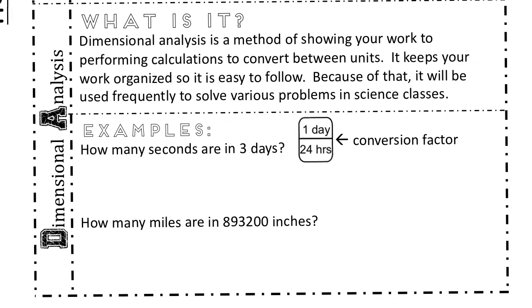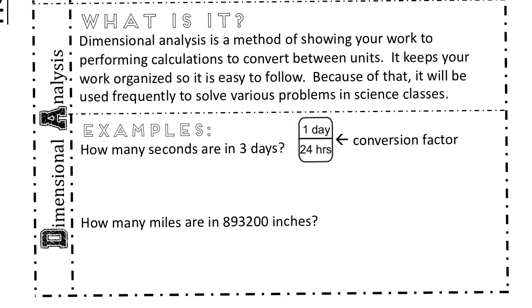Here's our next section of notes, and we're going to be talking about factor label or dimensional analysis. The two terms mean the same thing. It's a method of showing your work to perform calculations to convert between units. It keeps your work organized so it's easy to follow. Because of that, it's used frequently to solve various problems in any science class that you might be enrolled in.